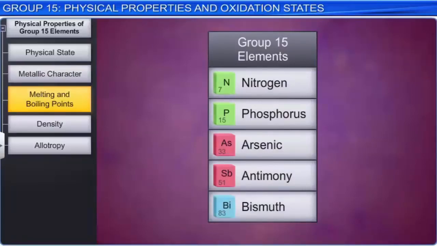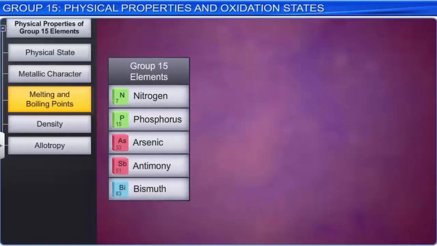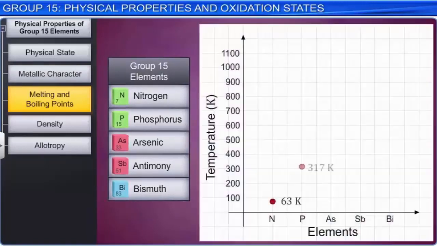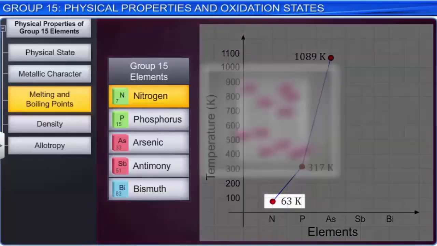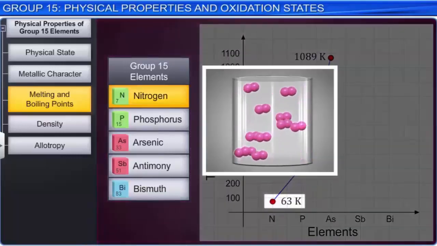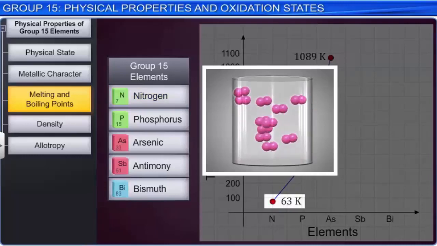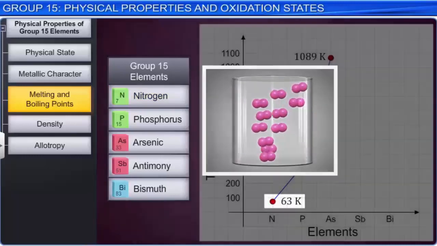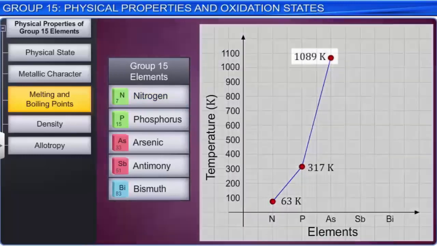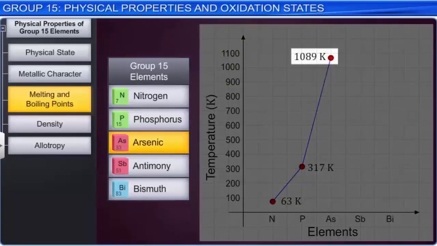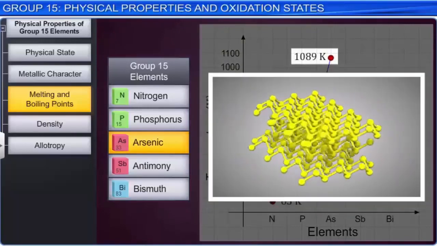The melting point increases from nitrogen to arsenic due to the gradual increase in atomic size. The very low melting point of nitrogen is due to its discrete diatomic molecules. On the other hand, the high melting point of arsenic is attributed to its giant layered structure, in which the layers are closely packed.